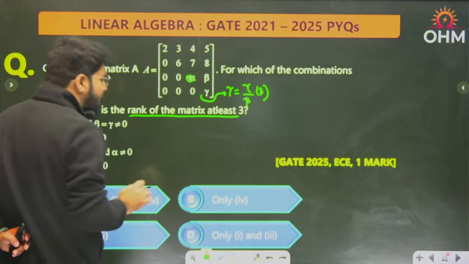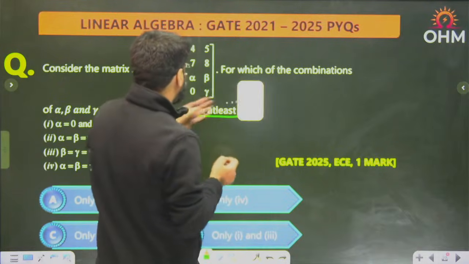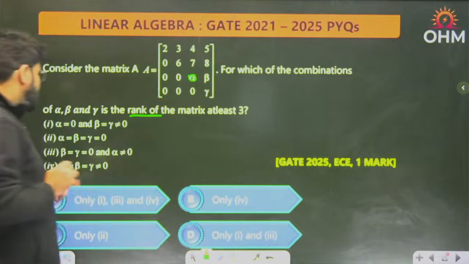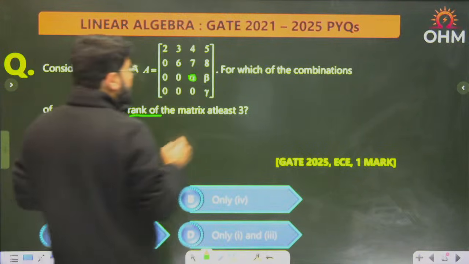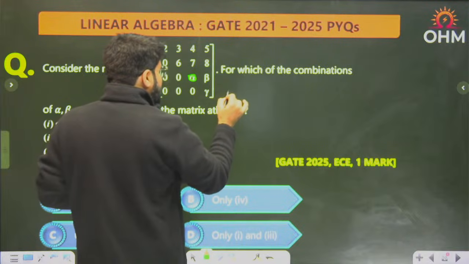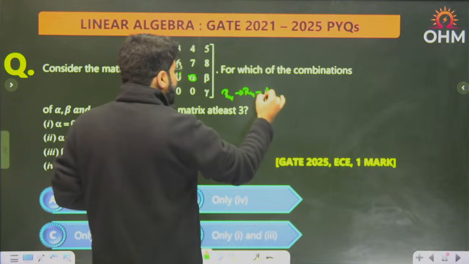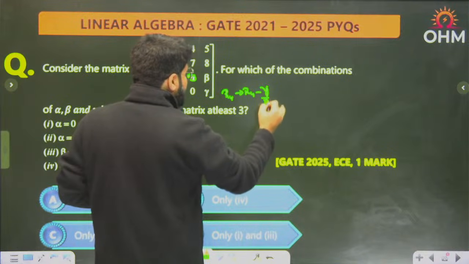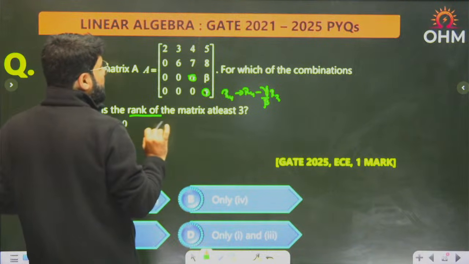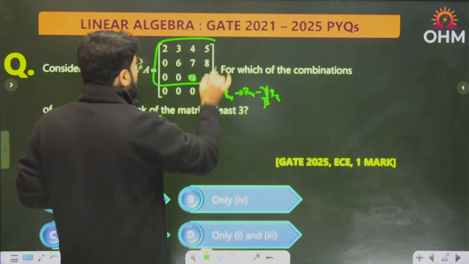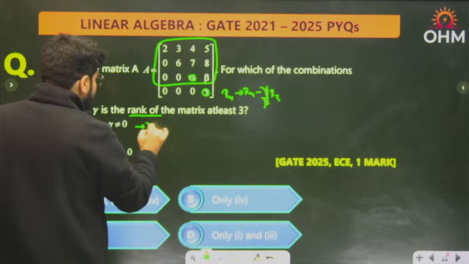Or one more thing you can do. Suppose alpha is 0 and beta and gamma are not equal to 0. Then you can convert by a row operation: R4 equals R4 minus gamma by beta times R3. If you do this, this also will be 0. Now the matrix will be in echelon form. Rank is the number of non-zero rows. How many non-zero rows? 3. So in this case, the rank of the matrix will be equal to 3.